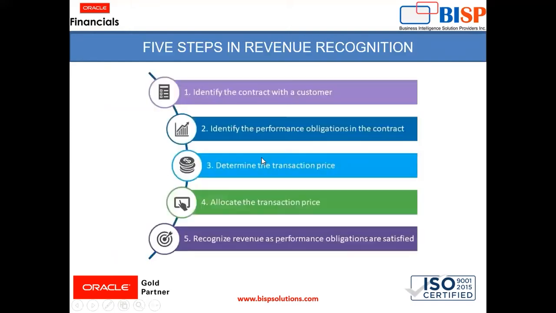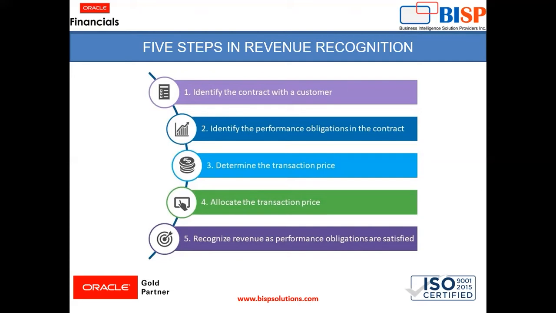Moving forward with this, there are 5 steps in revenue recognition. These are the 5 steps around which the revenue recognition module works. So what are these steps? First, identify the contract with a customer. Second, identify the performance obligations in the contract. Third is to determine the transaction price. Fourth is the allocation of the transaction price. And fifth is to recognize revenue as performance obligations are satisfied.